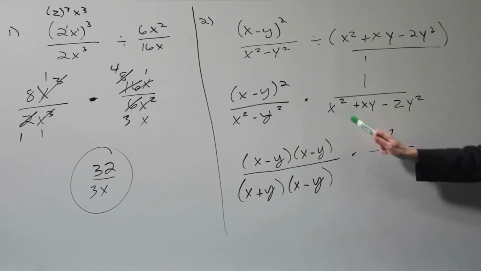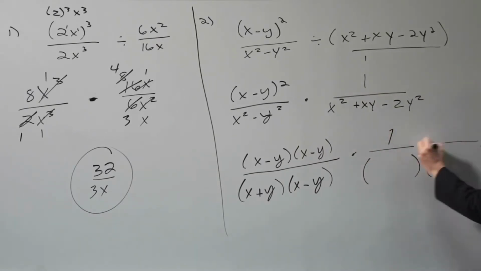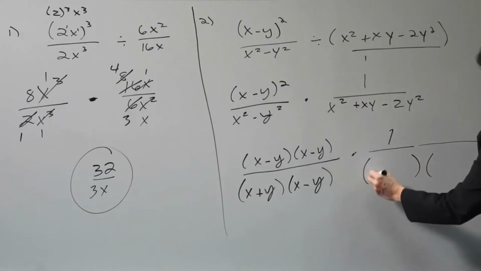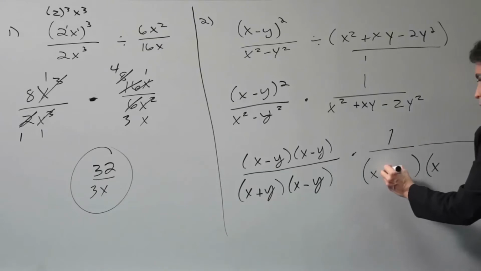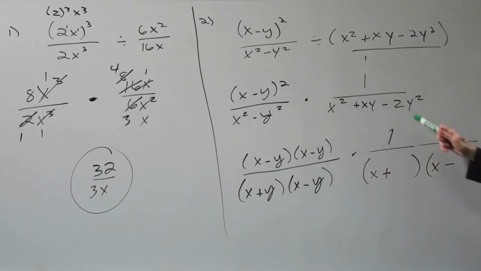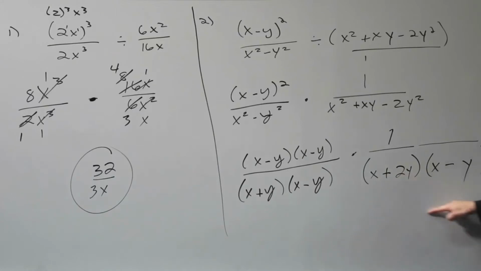No GCF, but we have standard form. Three terms, make two sets of parentheses. X squared is x and x. This negative tells me my signs are different, so one plus, one minus. 2y squared can only be 2y and y. Let's make sure it's in the right place: this is 2xy positive, this is negative 1y. I'll get that positive that I need.